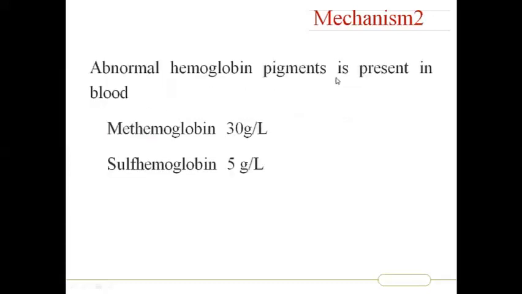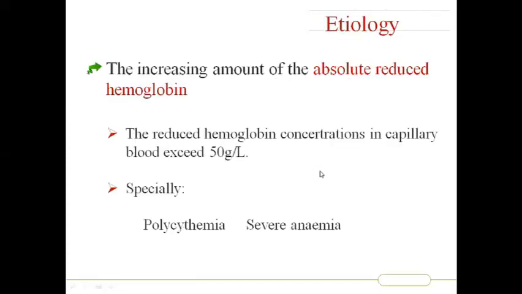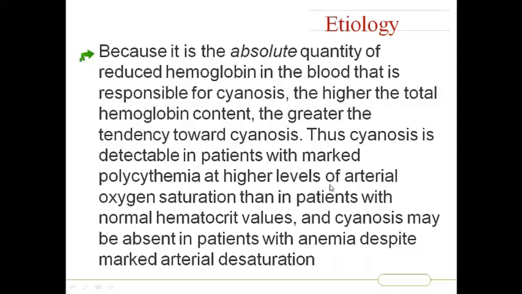Abnormal hemoglobin pigments present in the blood are methemoglobin at 30 gram per liter and sulfhemoglobin at 5 gram per liter. The increasing amount of absolute reduced hemoglobin means the reduced hemoglobin concentration in capillary blood exceeds 50 gram per liter. I can give you examples like polycythemia and severe anemia, because it is the absolute quantity of reduced hemoglobin in the blood that is responsible for the cyanosis.